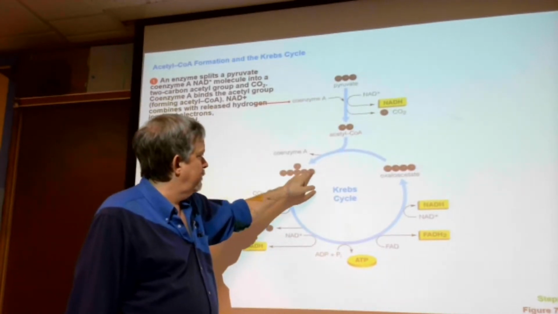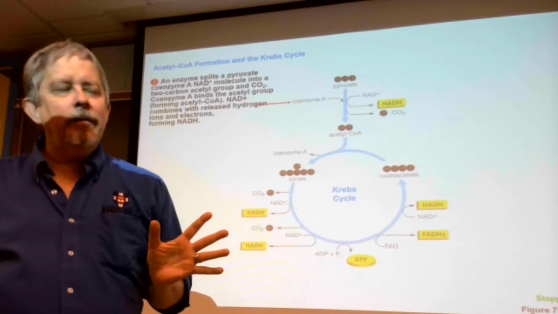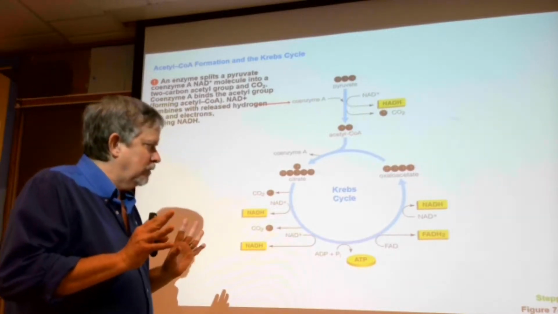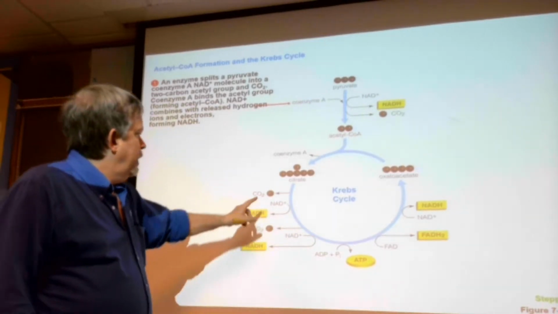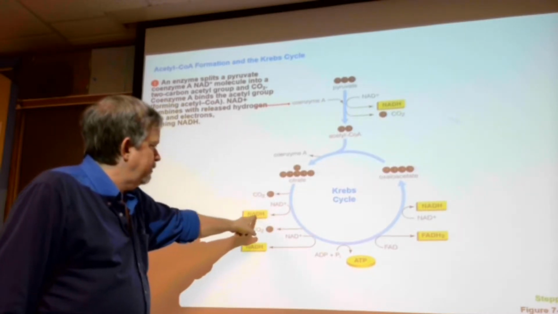1, 2, 3, 4, 5, 6. 4 plus 2 equals 6. We're back to a 6-carbon chain. But now what's going to happen? Here we have one of those carbons taken off. It releases carbon dioxide, and we form an NADH.